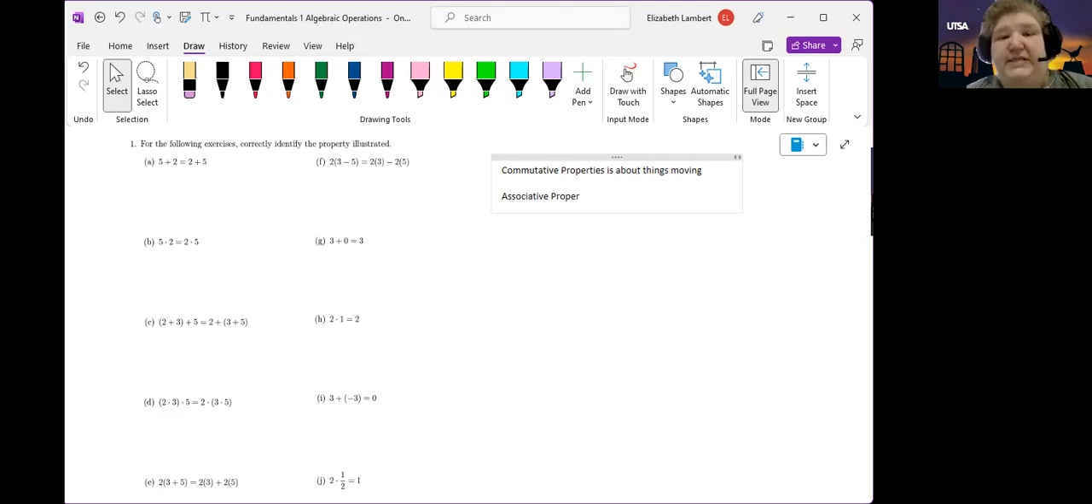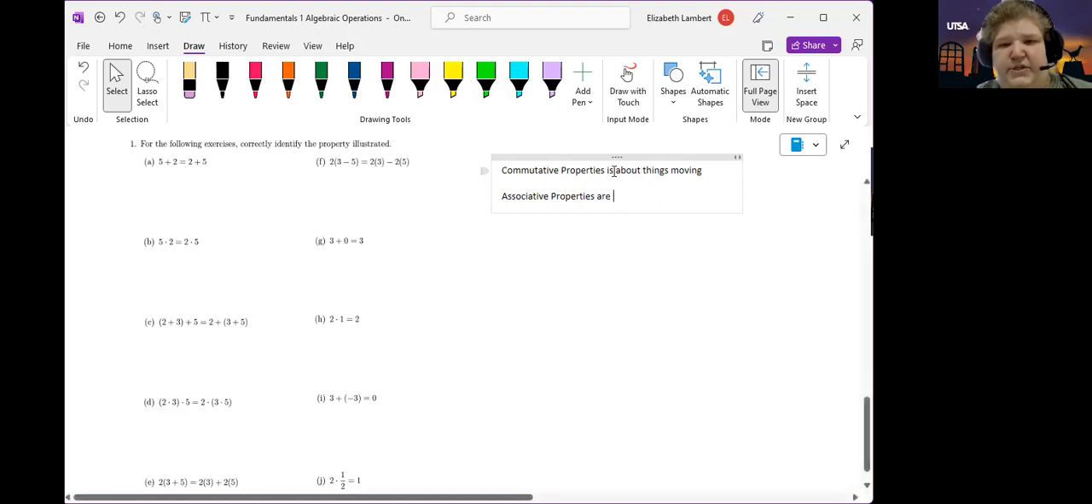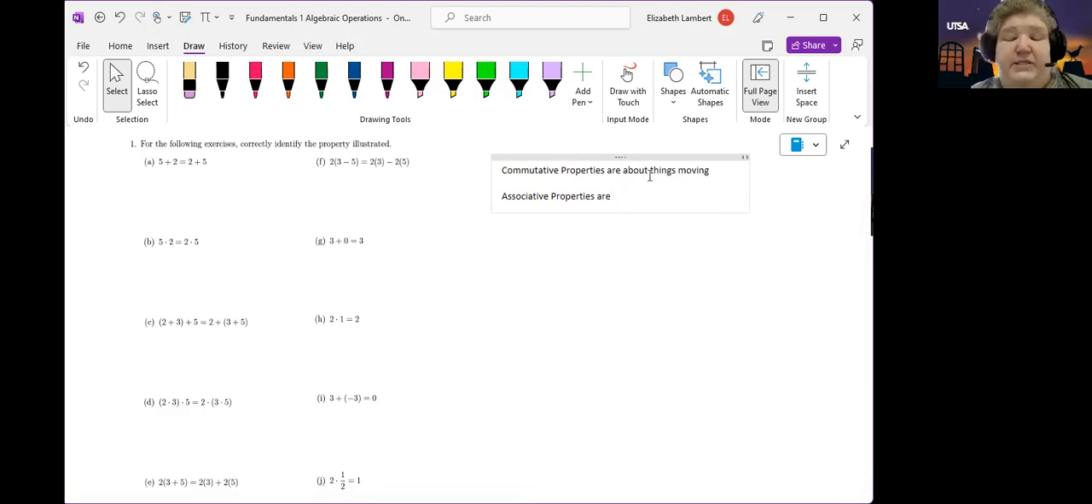Associative properties, I really should say are up there. Right. Associative properties are about who you're associated with. Like you associate with the right kind of people, you're in their group. Group like grouping symbols. Math grouping symbols are parentheses.